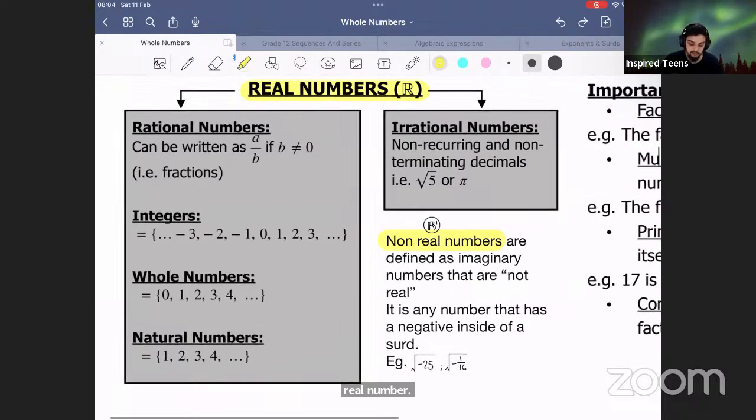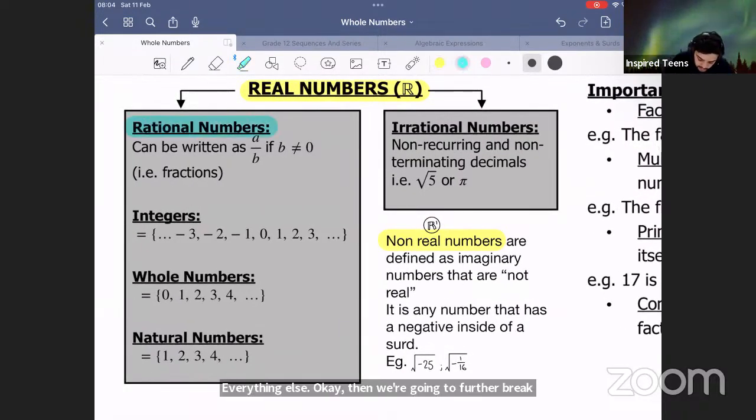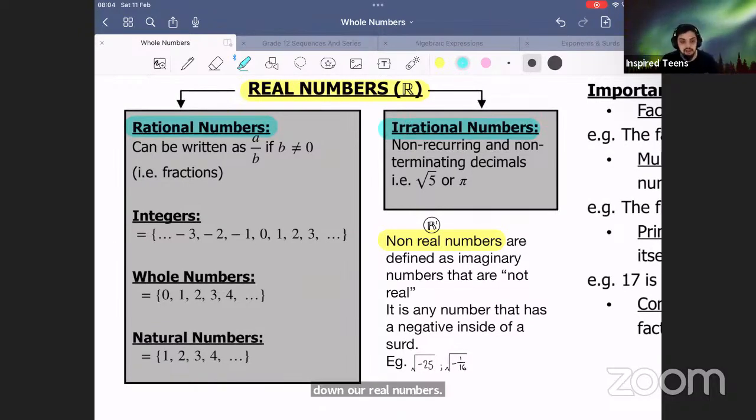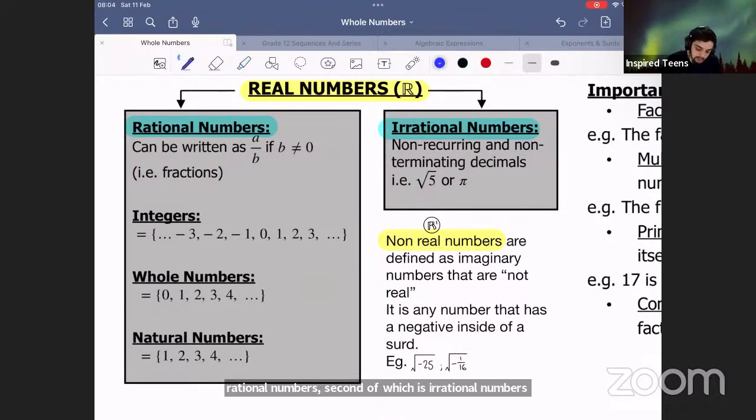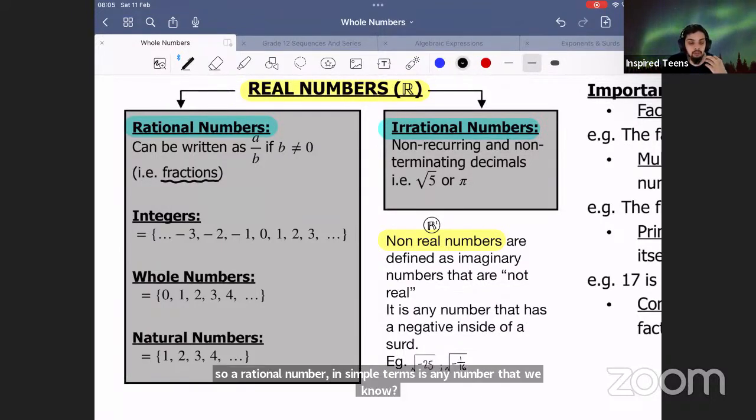Then we're going to further break down our real numbers. We have two types of real numbers, the first of which is rational numbers, the second of which is irrational numbers. Let's look at the definition of a rational number. A rational number is a number that can be written as a over b, provided that b is not equal to 0. So basically it is a number that can be written as a fraction. In a fraction we cannot have the denominator equal to 0 because it will be undefined. A rational number in simple terms is any number that we know the complete value of.